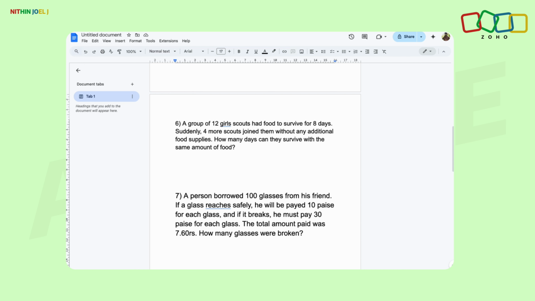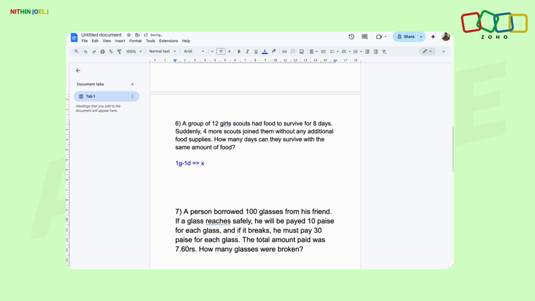So now let's consider one girl. Let me change the color. Okay, one girl having food for 1 day, we can just consider as X, because we don't know how much a girl consumes food for 1 day. So it's unknown X. And now suddenly 4 more scout girls joined with them, without additional food supplies. How many days can they survive with the same amount of food?